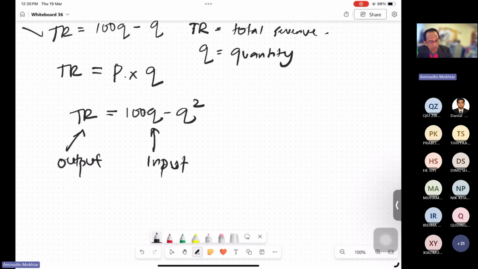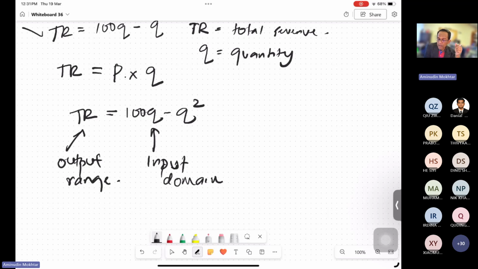So the set value of Q, the set number of Q, is also equal to the domain. The set value of the output, TR, is also equal to the range. That's how we relate the theory of mathematics with the theory of economics and business.